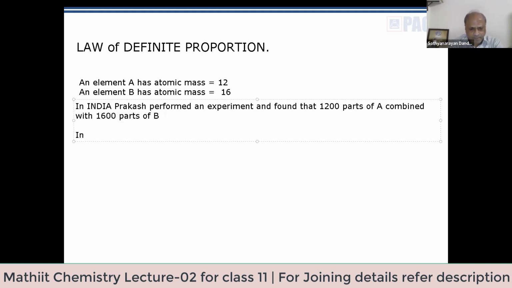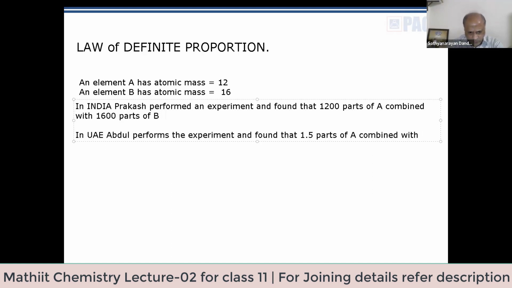In UAE, Abdul performs the experiment and found that 1.5 parts of A combined with 2 parts of B.